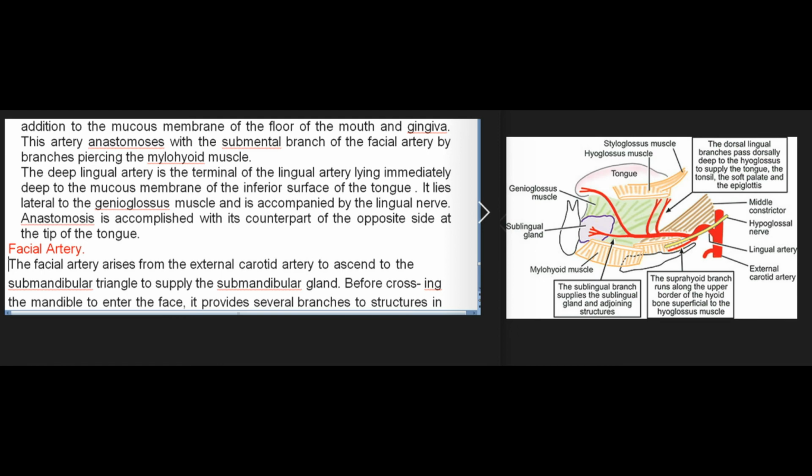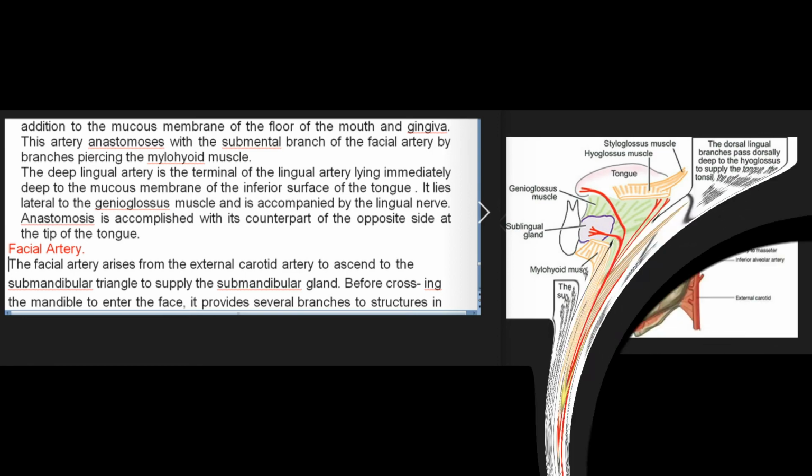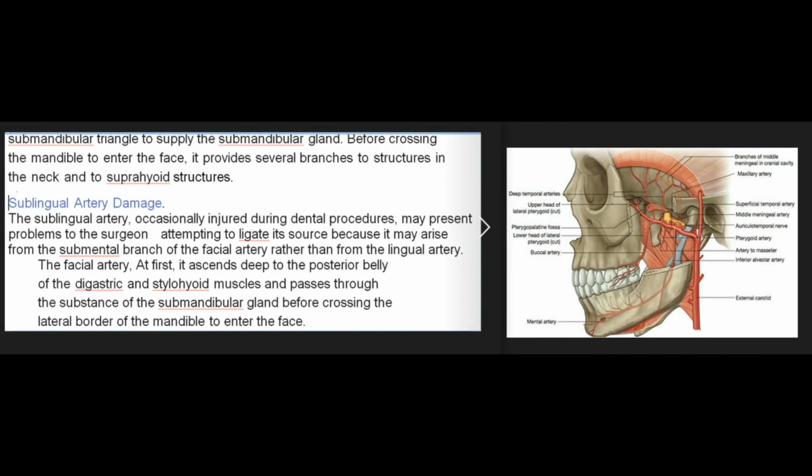Facial artery. The facial artery arises from the external carotid artery to ascend to the submandibular triangle to supply the submandibular gland. Before crossing the mandible to enter the face, it provides several branches to structures in the neck and to suprahyoid structures. Sublingual artery damage. The sublingual artery, occasionally injured during dental procedures, may present problems to the surgeon attempting to ligate its source because it may arise from the submental branch of the facial artery rather than from the lingual artery.